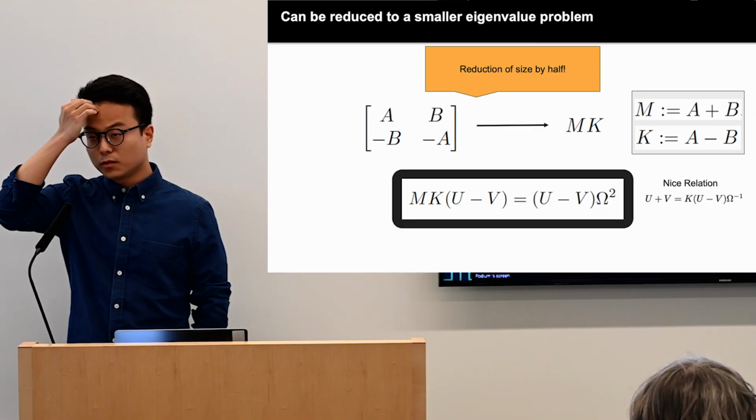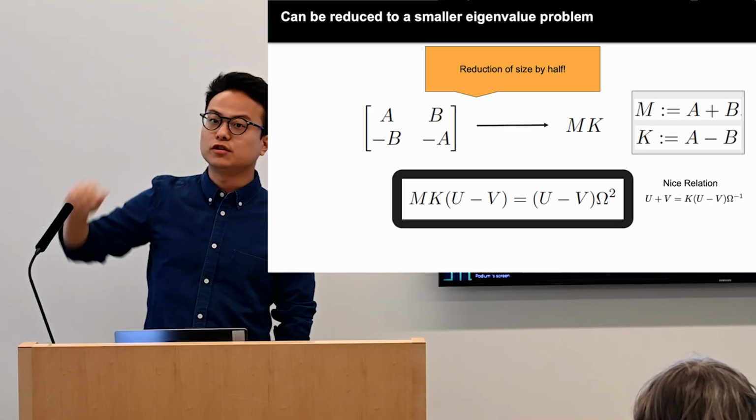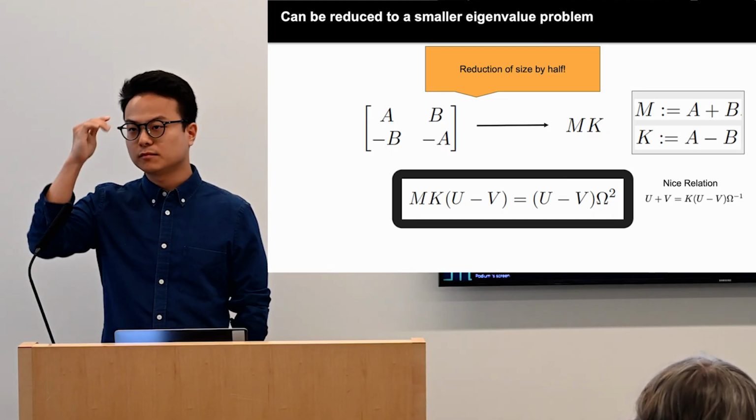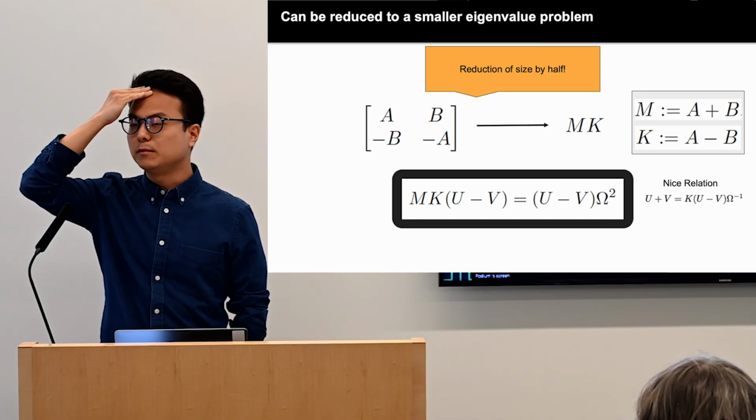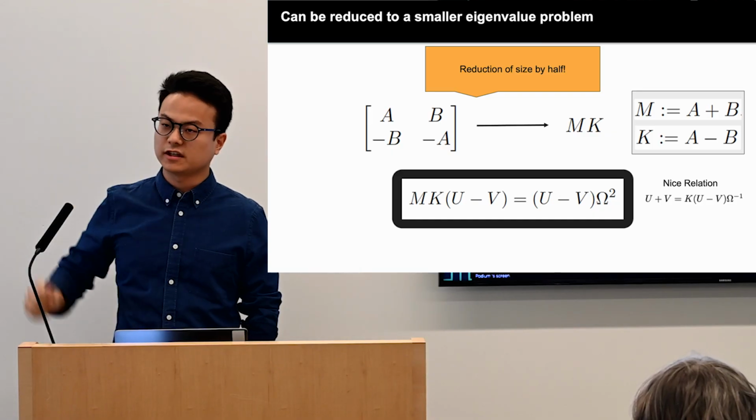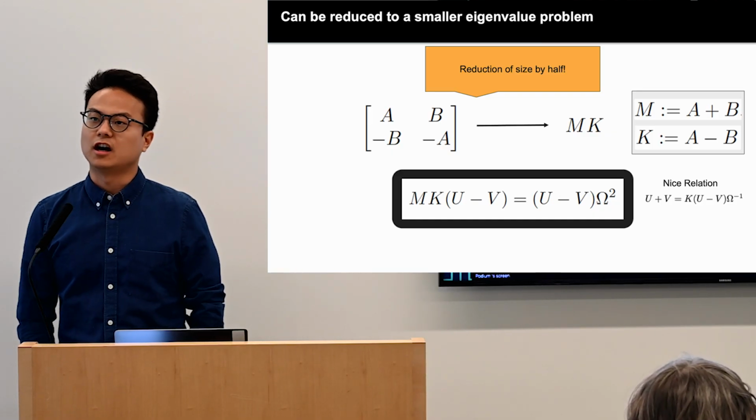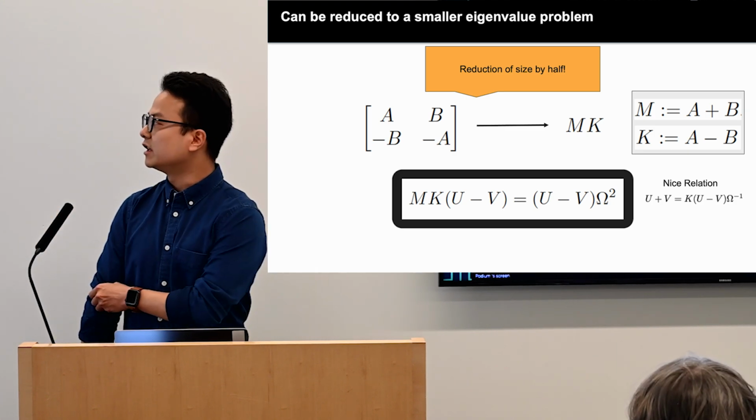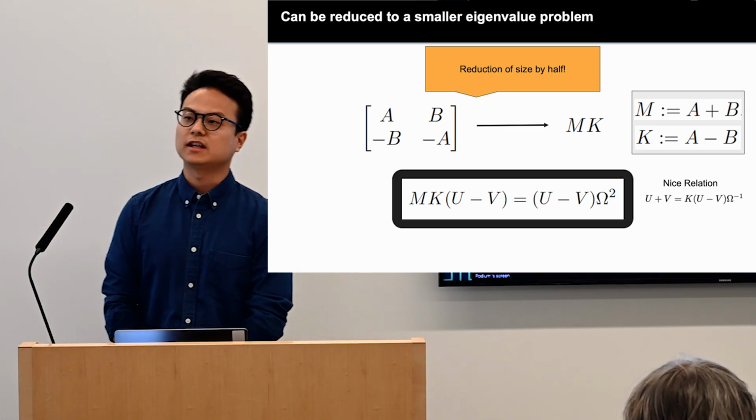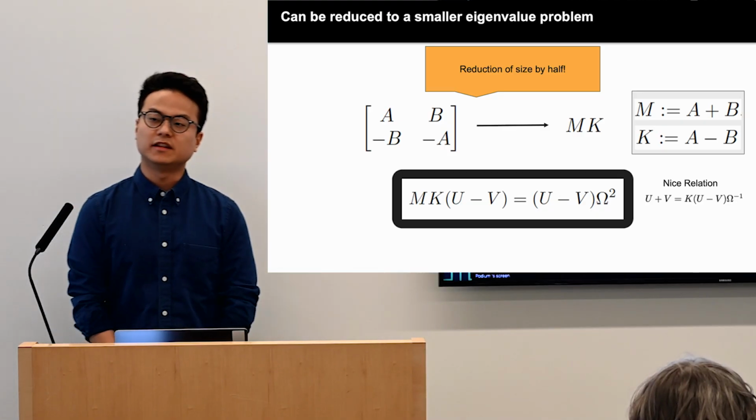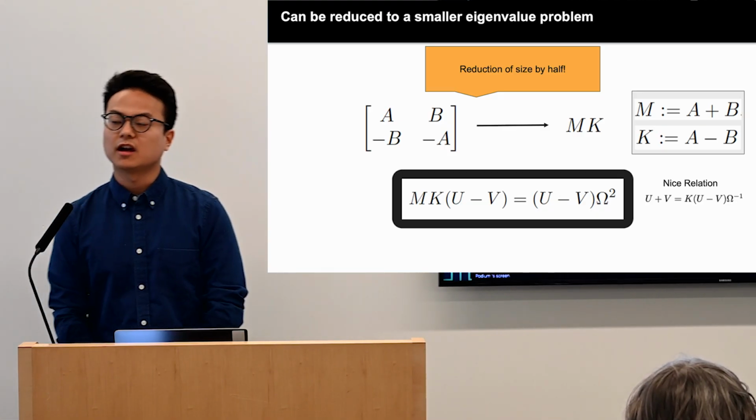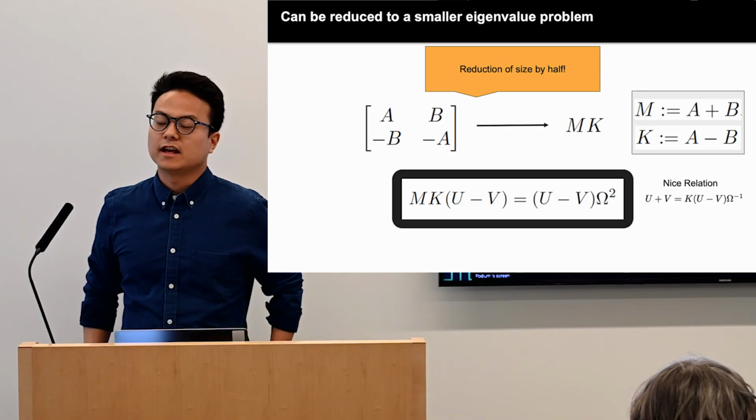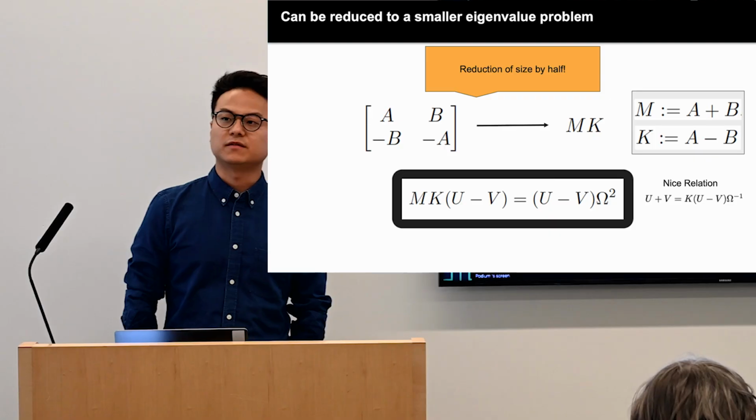So we can actually further reduce this eigenvalue problem into half. We have this matrix, the corresponding matrix AB minus B minus A, and that's something known as the Casida matrix. And we can reduce that into a half-size problem involving the matrix MK, where M is A plus B, K is A minus B. And for this reduced eigenvalue problem, the eigenvalues are omega squared, so we can just simply take the square root of that. As well as the eigenvectors are U minus V.